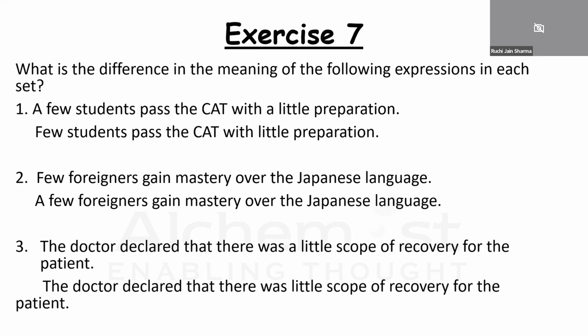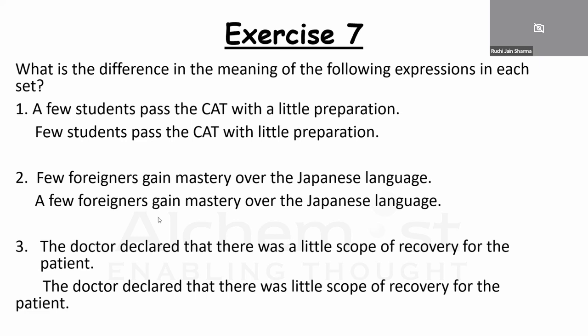Okay. So in the same way, few foreigners gain mastery over the Japanese language and a few foreigners gain mastery over the Japanese language. The difference would be: very few foreigners gain mastery over the Japanese language. It means hardly any, or none. So it has a negative meaning. Whereas, when I say a few foreigners, some foreigners do gain mastery over the Japanese language, right? It has a slightly positive connotation.